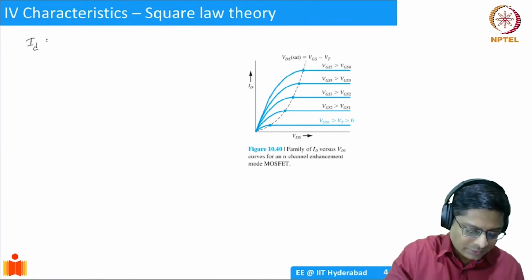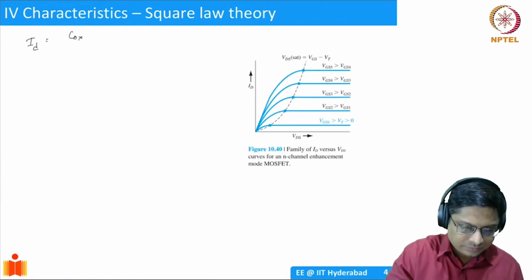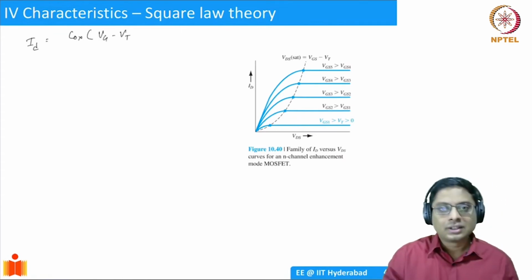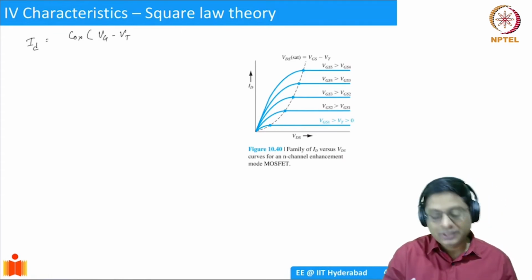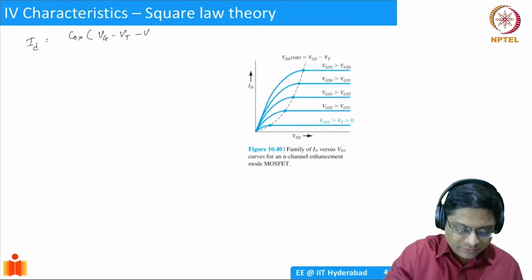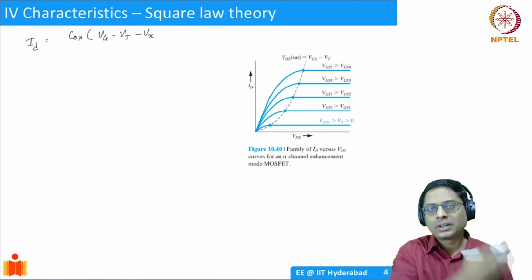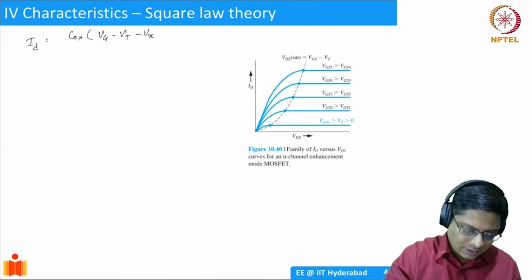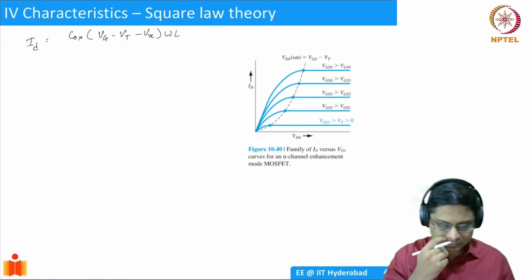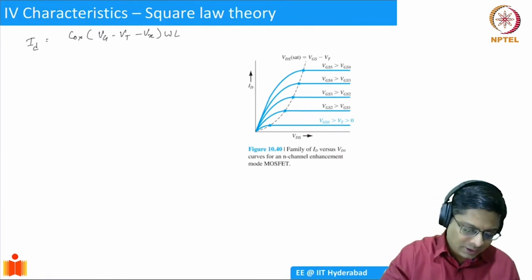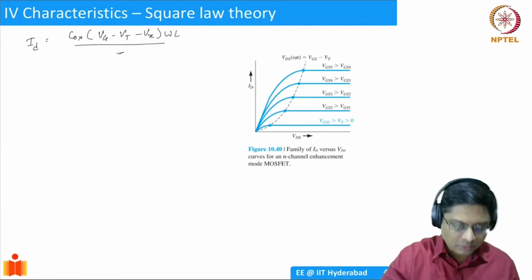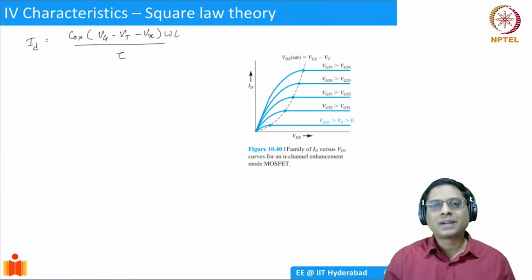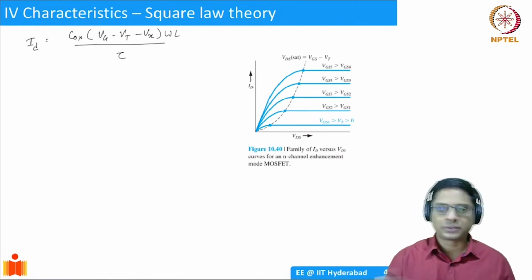So I'll say this is equal to Cox times Vg minus Vt. In addition, we are saying now there is a Vx term. Vx is equal to 0 at the source end, but as you go to the drain end, it becomes equal to Vds. And then W times L divided by tau. Tau is the time taken for the carrier to travel from left to right.